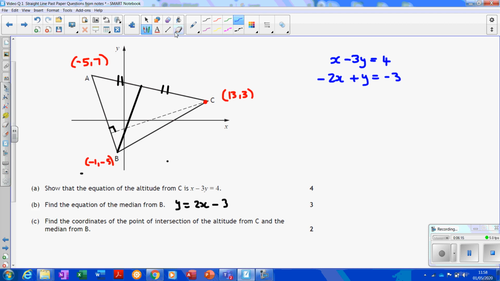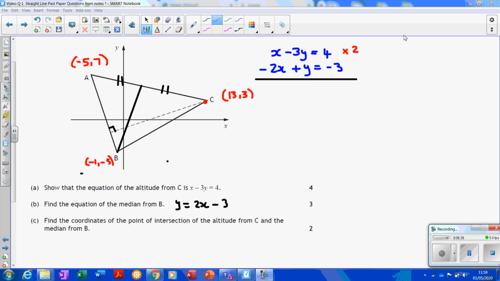Now we've got to solve those simultaneous equations. Okay, now we need to find something that's going to eliminate. So look at the x's, they both have different signs, so we could eliminate that or we could eliminate that. So what I'm going to do is make that top equation 2x, multiply it all by 2, and then the x's will cancel. So times the first equation by 2, so x times 2 is 2x, and that would be minus 6y, and that is equal to 2 4s are 8. The bottom equation I'll leave as it is.